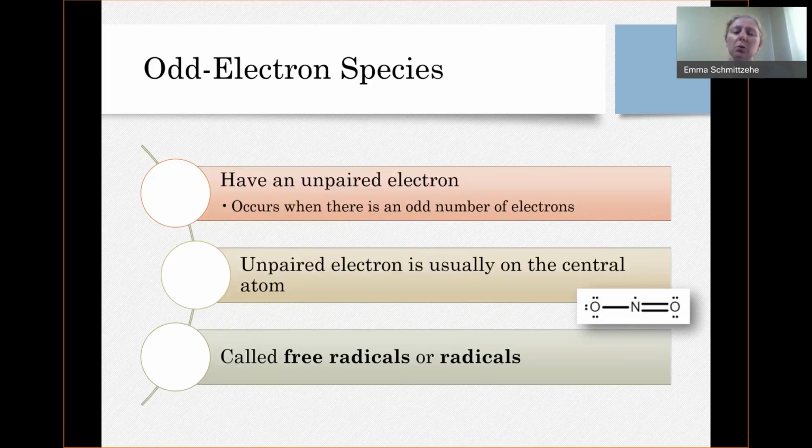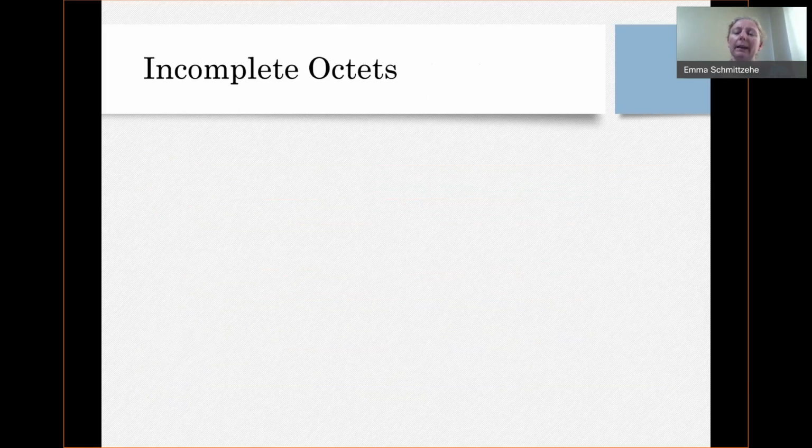So usually we don't talk about free radicals much at the introductory or general chemistry level. If you were to go into organic chemistry or into biology, then this tends to come up. Now another exception to the octet rule would be when we have incomplete octets.